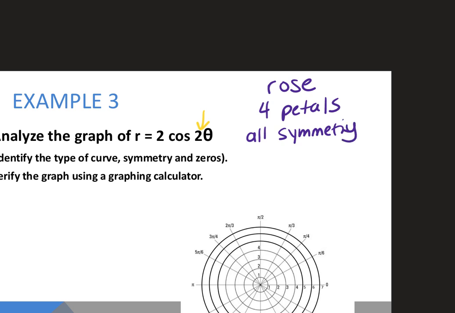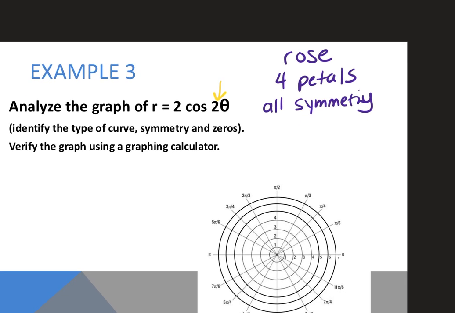It's got pi over 2 symmetry, which means it's symmetric to the y-axis. It's got polar symmetry, which means it's symmetric to the x-axis. And it's got pole symmetry, which means top right, bottom left, top left, bottom right. All right, then what's your rose length? Petal length. Good.